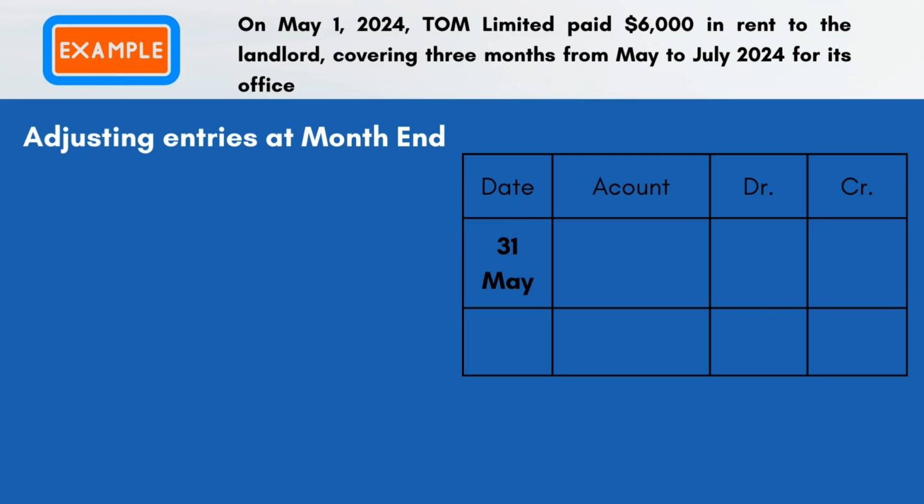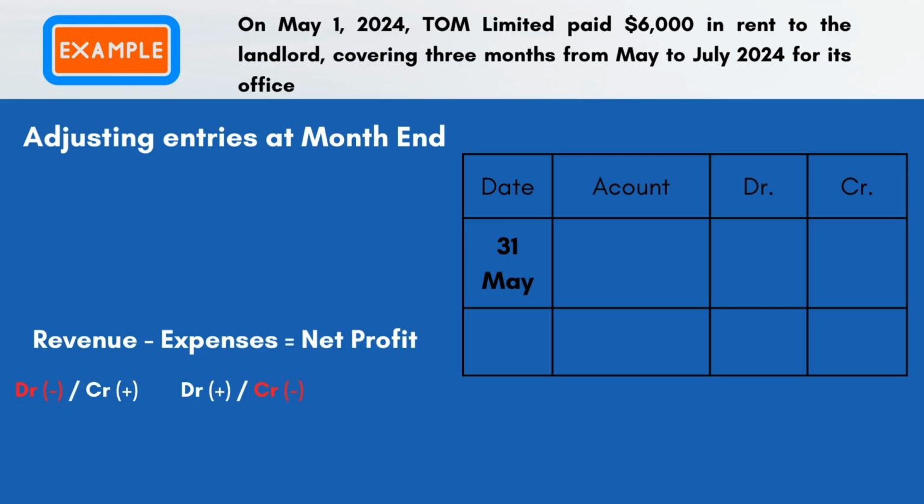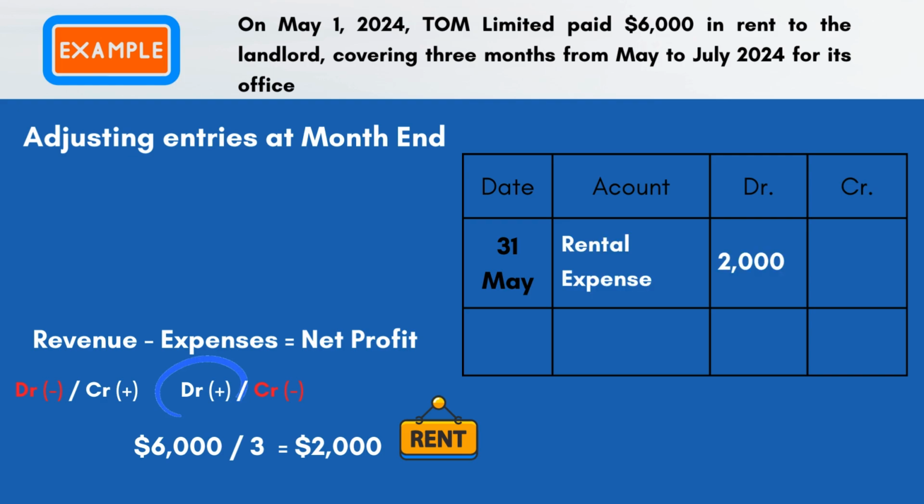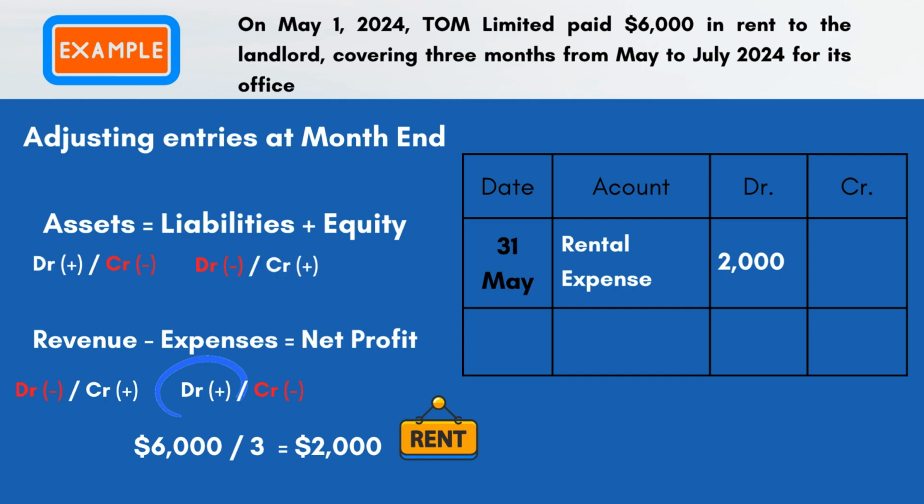After the passage of 1 month, it is necessary to recognize the portion of prepaid rent that has been incurred as an expense for the month of May. Since the prepaid rent covers a period of 3 months, we allocate 1/3 of the total prepaid rent amount, which is $6,000 divided by 3, resulting in $2,000 for May. To accurately reflect this expense, we debit the rent expense account for $2,000. Concurrently, we credit the prepaid rent account with $2,000.